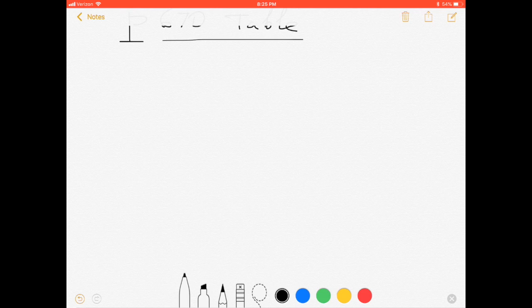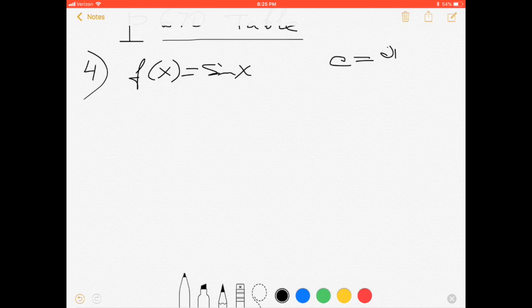Question number 4. Here you have your function is sine x. You need to build a Taylor polynomial if c equals pi over 4.